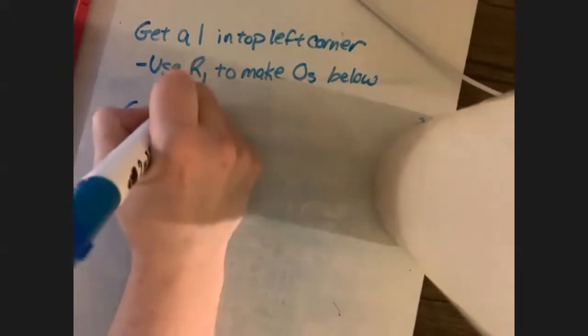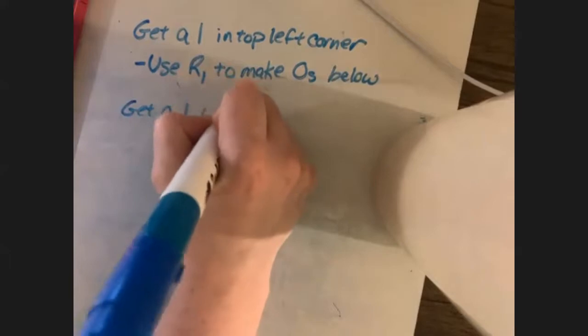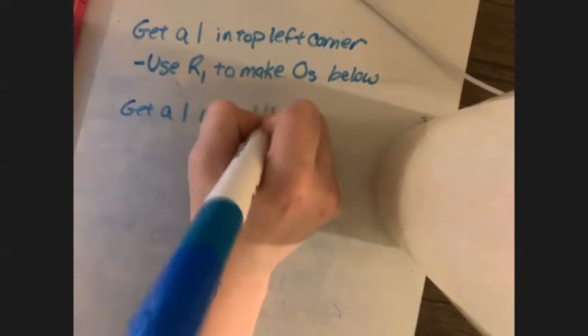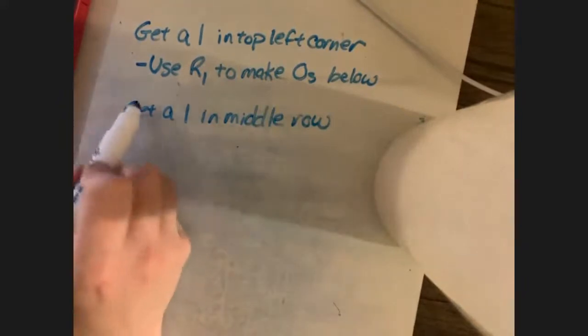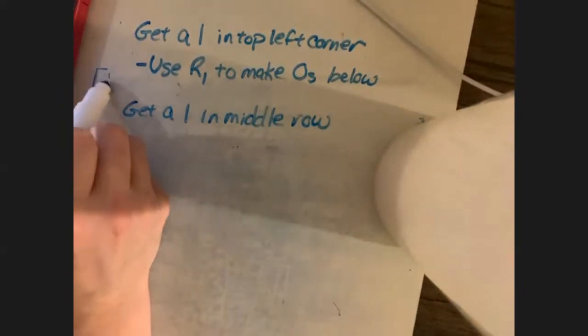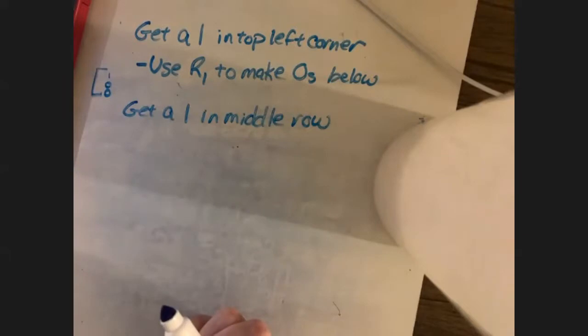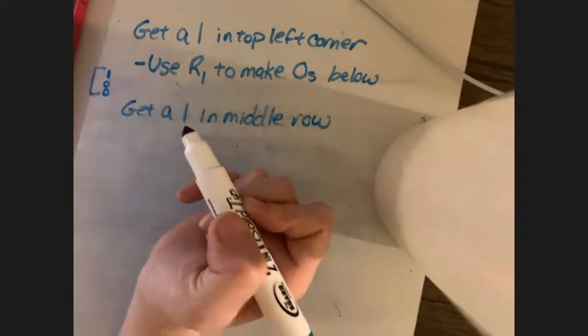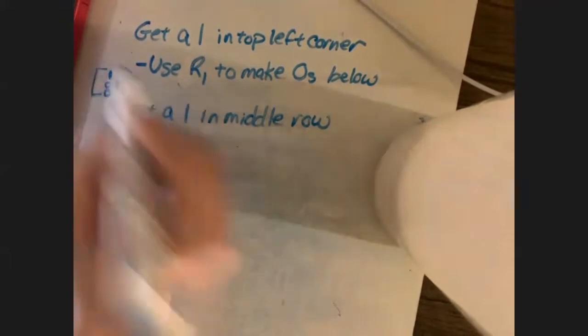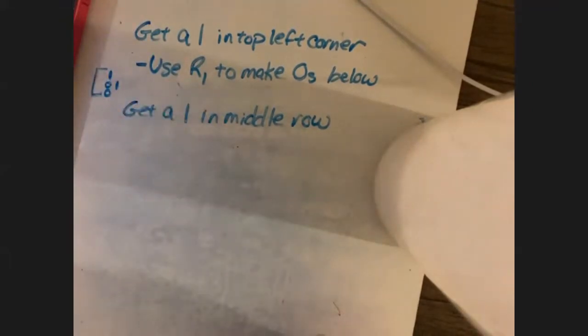So now once that happens, next thing is get a 1 in that middle row. Okay. So what's going to happen is after you've done this first part, you're going to have 1, 0, 0 because you'll have made this a 1 and then you get zeros underneath it. Now you're going to make this a 1. That's where you're trying to get, is that next 1 in that middle spot. Okay.